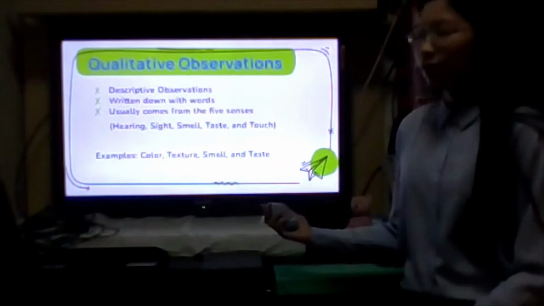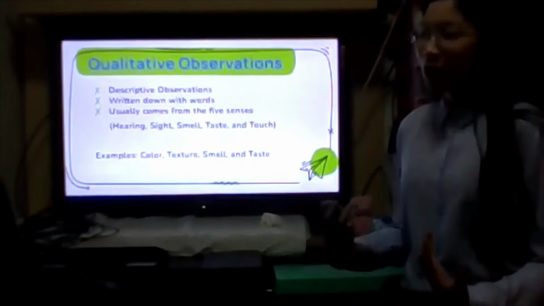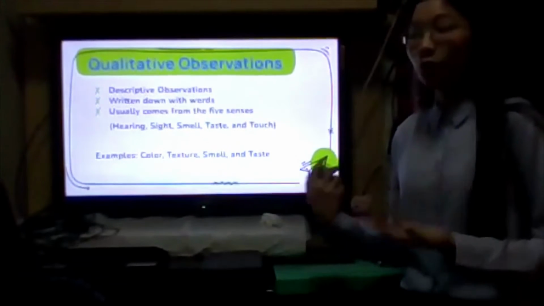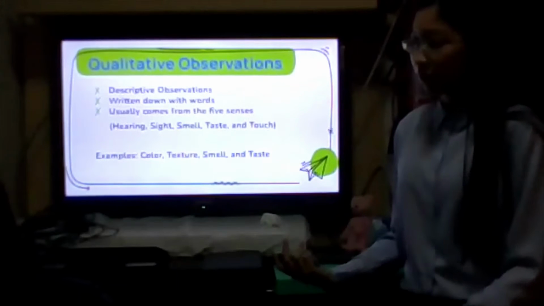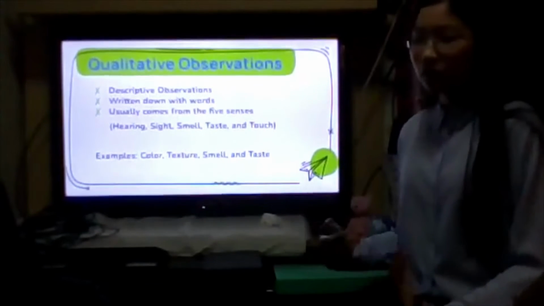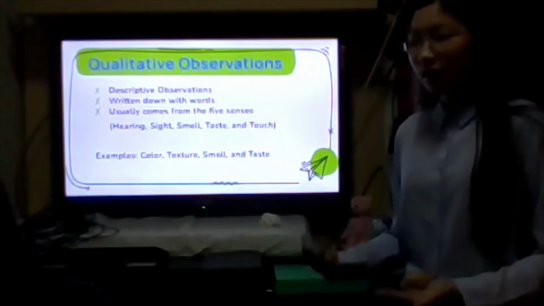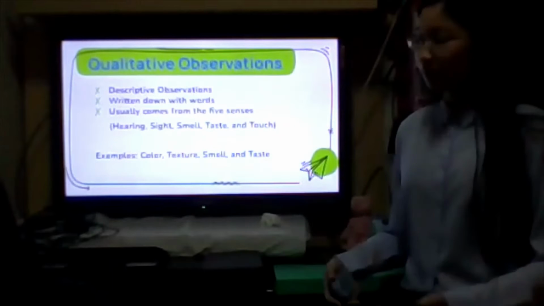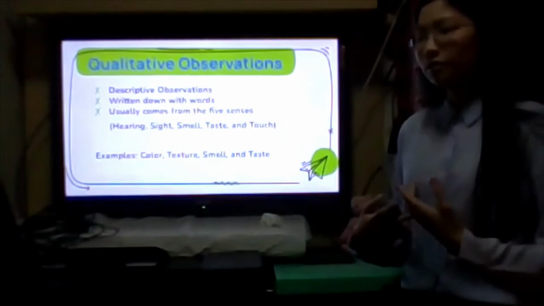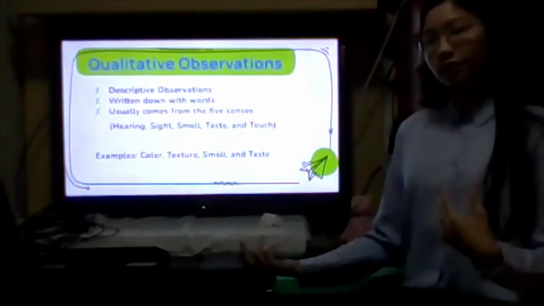So, qualitative observations are descriptive observations. They are observations that we make that are usually put forth in words. We use words to describe the object. And usually a lot of these observations come from our five senses, which are hearing, smell, sight, touch, and taste. So I have my examples here. It could be the color of something. It could be its texture, how it feels, how it sounds, how it smells.